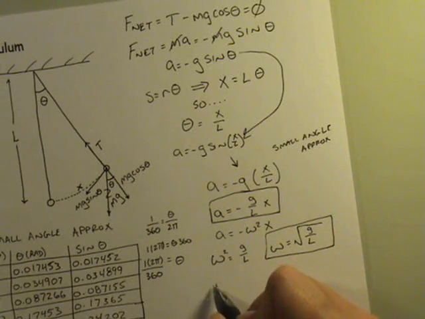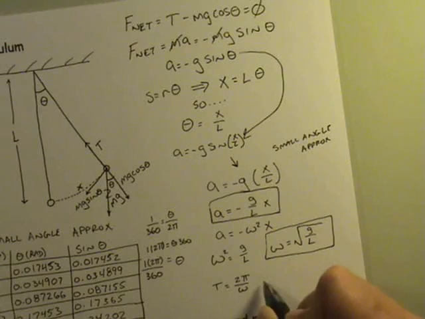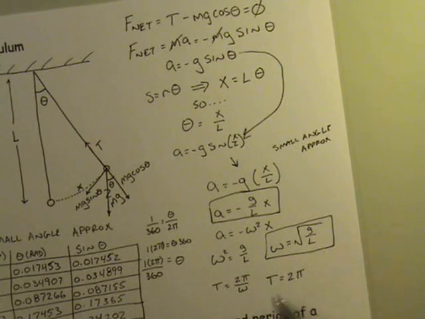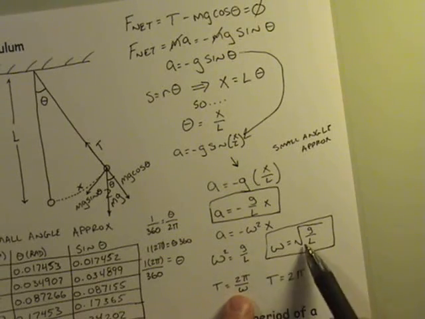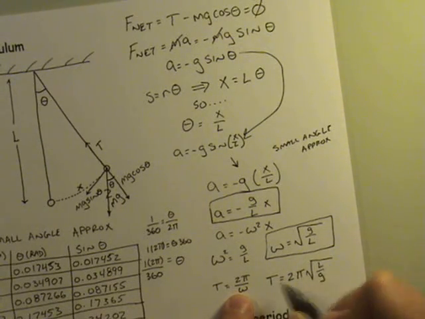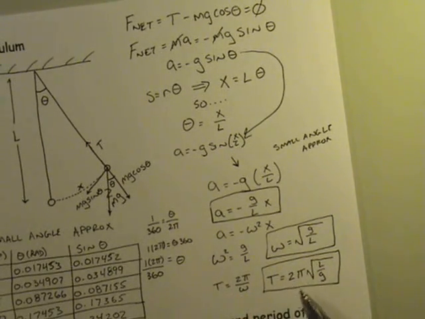If we think about the period, remember the period is equal to 2 pi over omega. So T would be equal to 2 pi, and then we need to invert omega, so we end up with the square root of L over G. A couple of interesting things to notice about this equation.